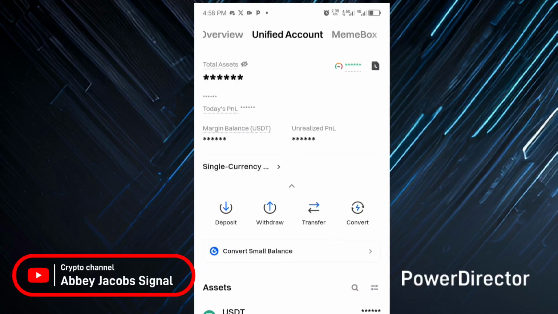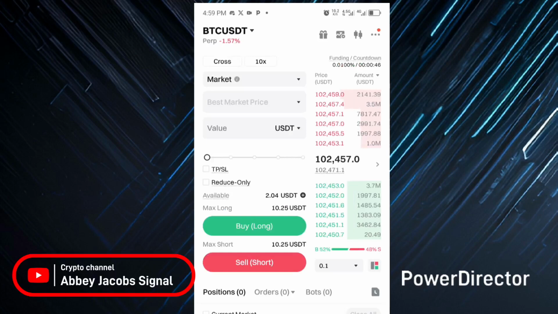If you have yours as a unified account, any USDT you deposit will be used for your spot trading and also for your futures trading as well. Now guys, let's get into the main deal of this particular video, the futures market. The futures market is no different from the forex trading that we all hear about. It's basically the same thing.